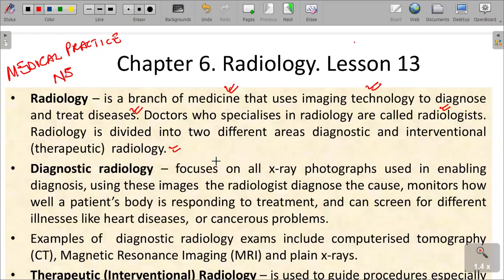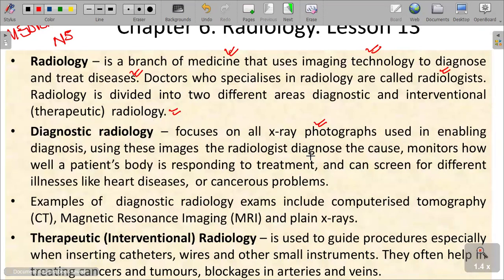So diagnostic radiology focuses on all X-ray photographs used in enabling diagnosis, and using these images the radiologist diagnoses the cause. He can also monitor how well a patient's body is responding to a treatment. The response to a medication which a patient is administered can also be evaluated and confirmed through diagnostic radiology.